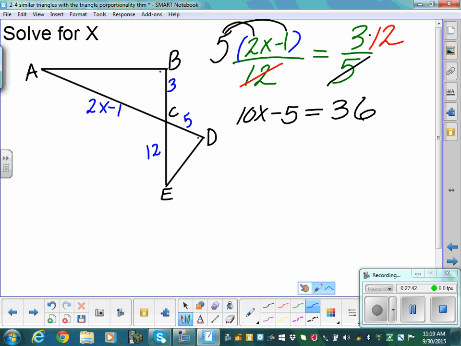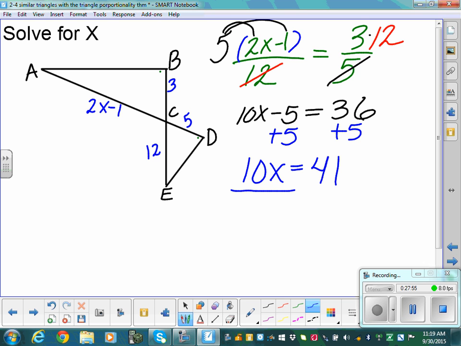Piece by piece, solve for x. Add 5 to both sides. So we have 10x is equal to 41, right? Divide both sides by 10. So x is equal to 4.1.